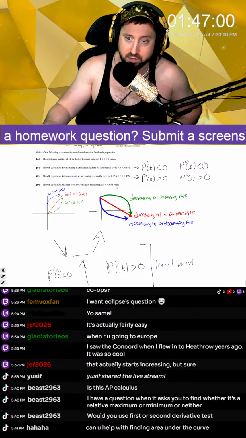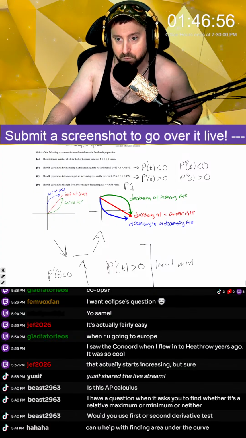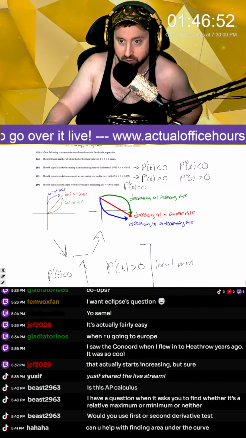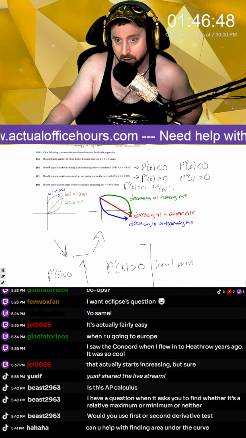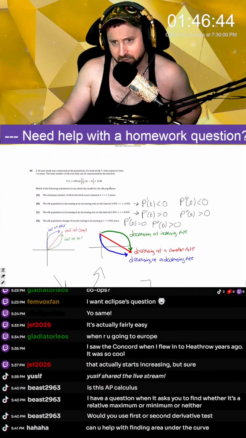So decreasing, increasing, yeah, this implies a couple things here. This implies that p prime of t is equal to 0, and that p double prime of t is greater than 0. Oh, very cool. Okay. And that's at a different time point.